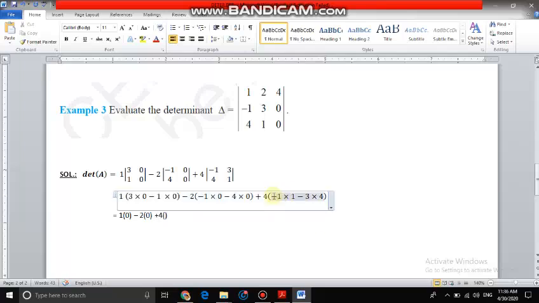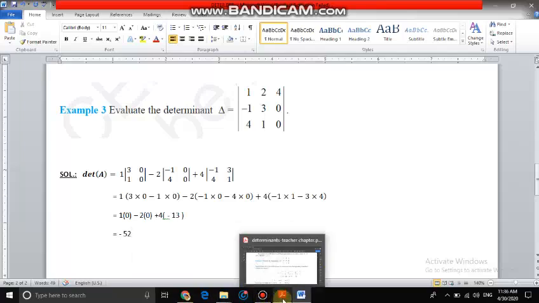I am talking about this number. Minus 1 into 1 is minus 1. Minus 3 into 4 is minus 12. So minus 12 minus 1 will be minus 13. In the next class, you can go to the next step. 1 into 0 is 0, minus 2 into 0 is 0, 4 into minus 13 is minus 52. So this is the determinant of the given matrix. Okay.